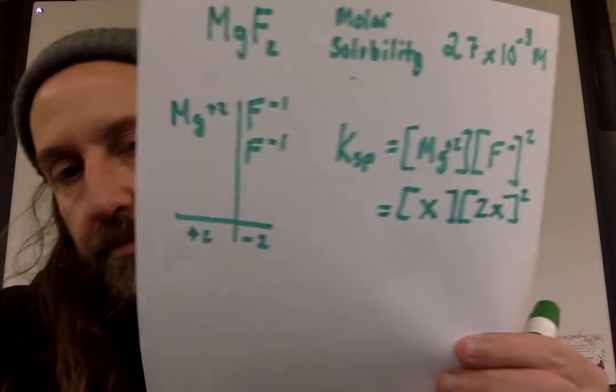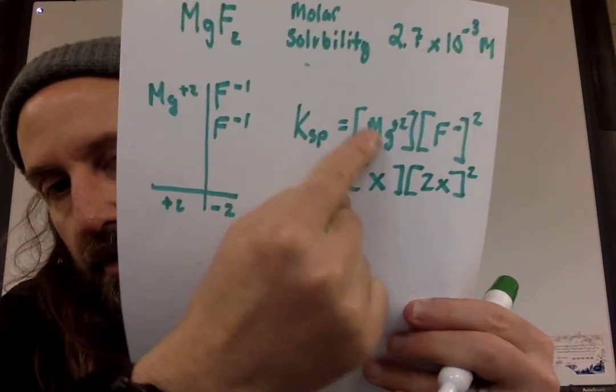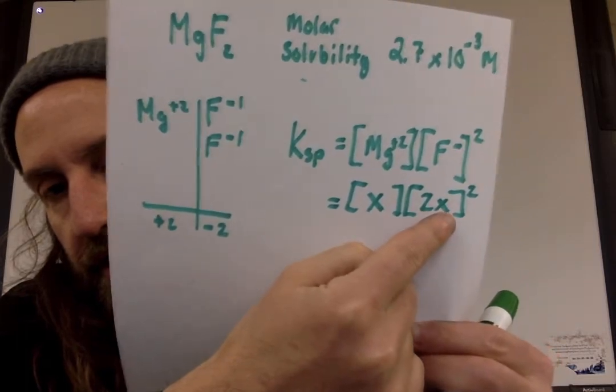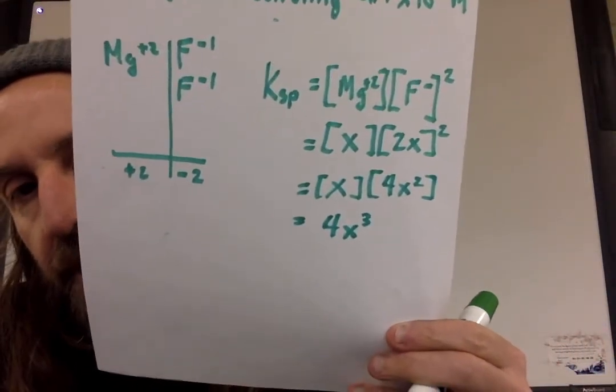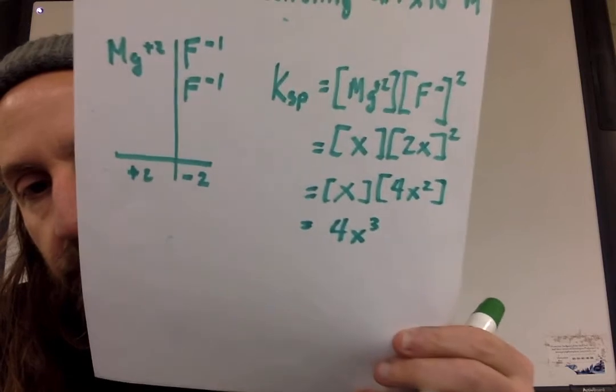So I'm going to actually show you this. You could look at it a couple of different ways. I think the easiest way to look at it is an X, and then 2X. And so I look here, that helps me remember that I get 2 of those fluorides, and then that's going to be squared. And so if I work all that out, we're going to have 4x squared, multiply it by the first x, and you have 4x cubed. Okay? And so that breaks it down really easy.